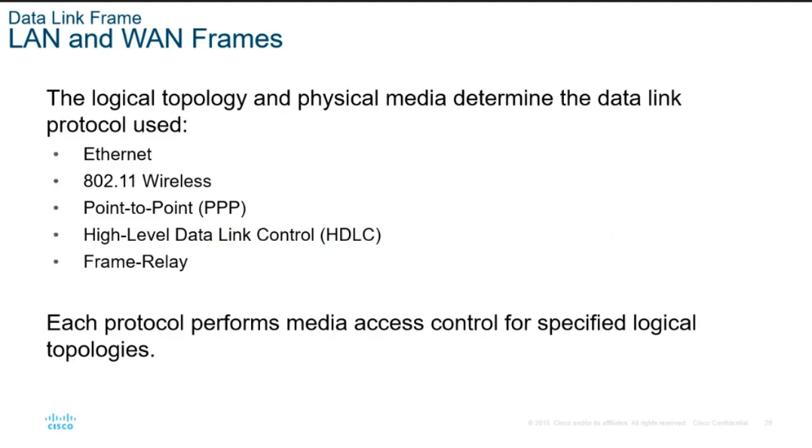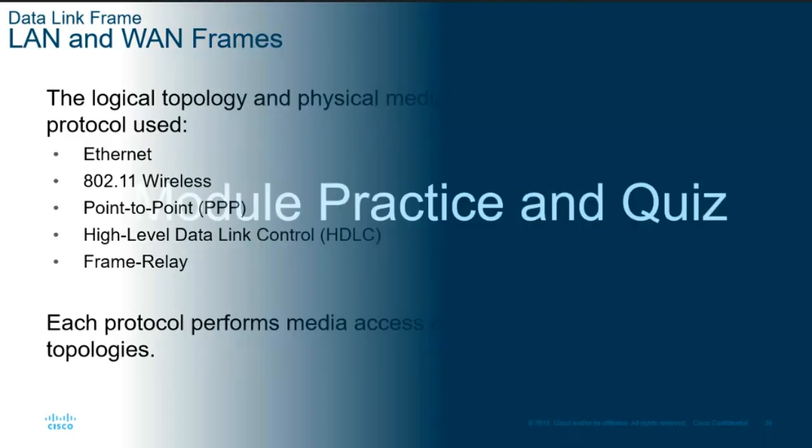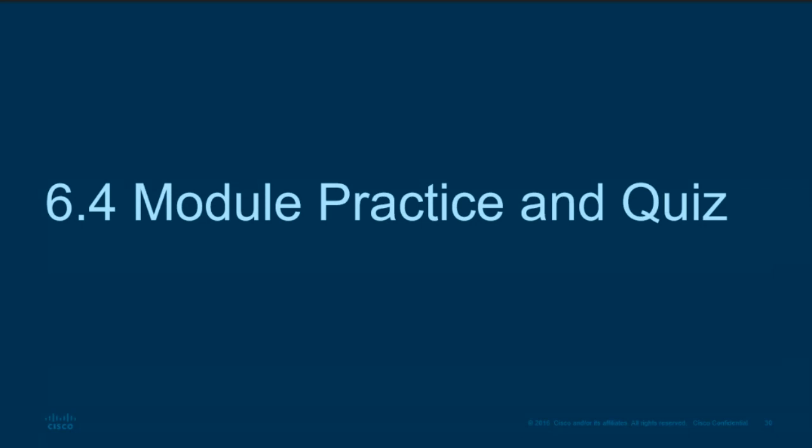Okay, so the logical topology and physical media determine the data link protocol used. These include Ethernet, 802.11 wireless, PPP or point-to-point, High-Level Data Link Control, and Frame Relay. Each protocol performs media access control for specified logical topologies. Okay, so that's all about the data link layer.